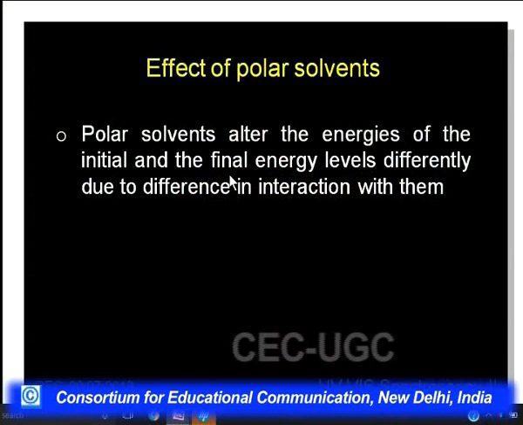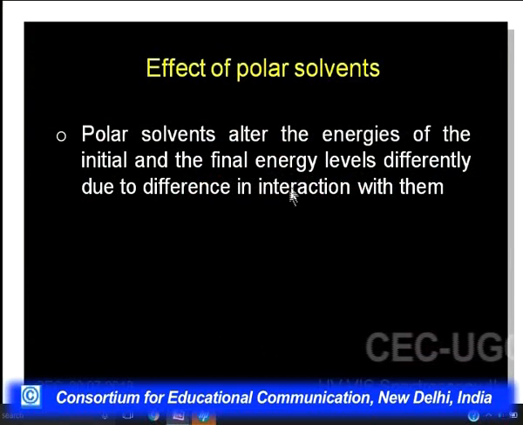Now then we said that the effect of solvent will depend on the nature of solvent. So suppose I start with the effect of polar solvents. If I look at the polar solvents, we find that the polar solvents alter the energies of the initial and the final energy levels differently due to difference in their interaction with them.